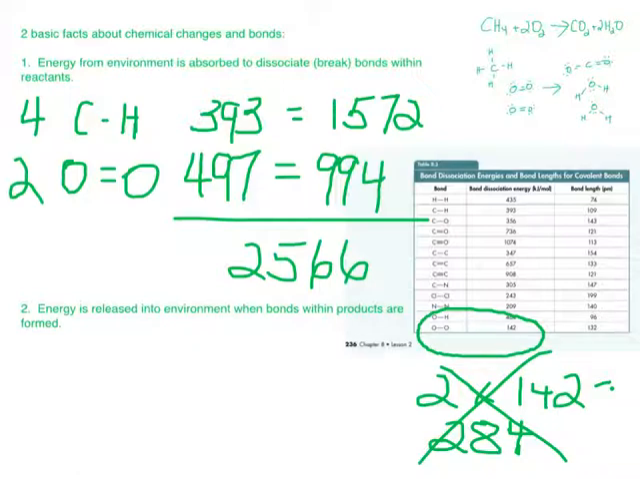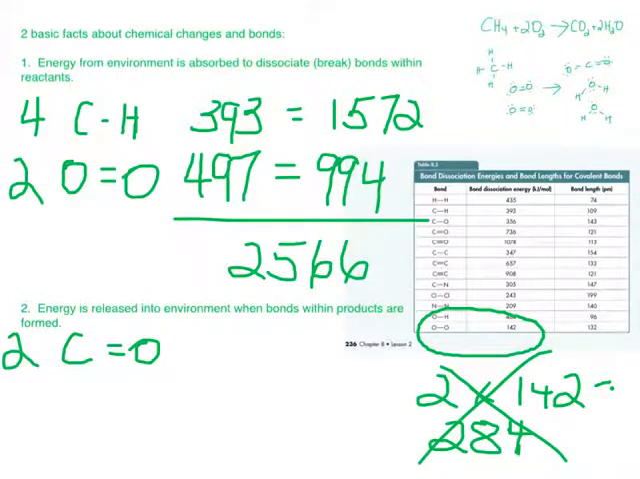So let's think about the bonds that have to be formed. We have to be able to form a bond between carbon and oxygen that's a double bond. We have to be able to do that 2 times in order to make that 1 carbon dioxide molecule.